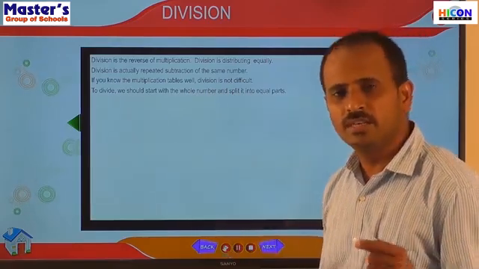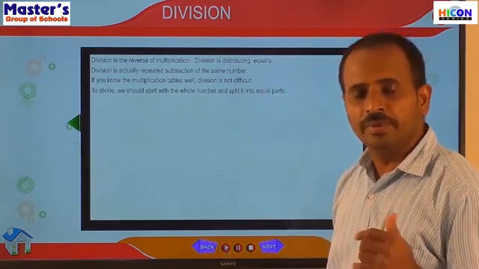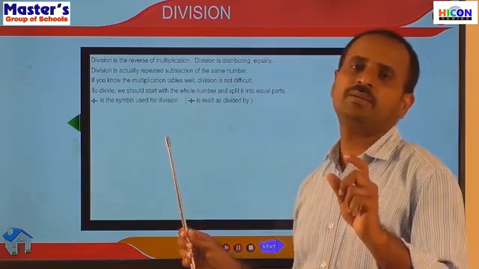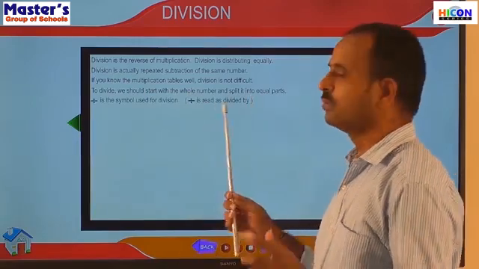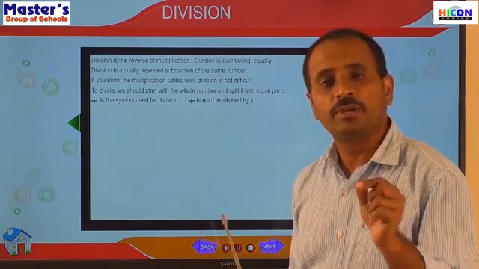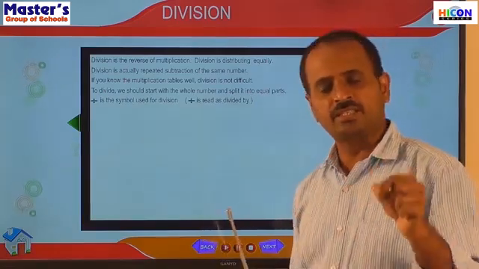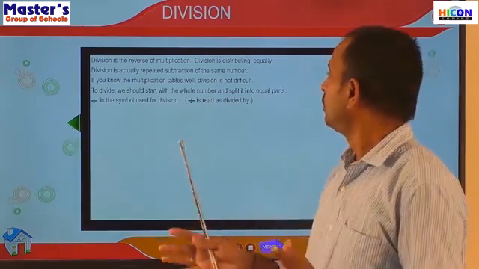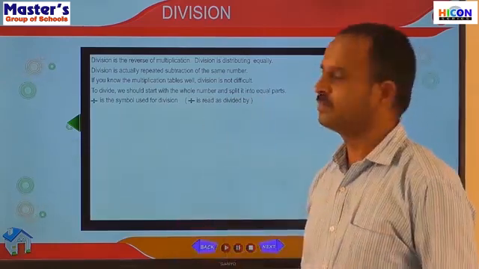So children, what is division? How can we make a division? First we should start with the whole number and split it into equal parts. For example, 6 divided by 2. Here 6 is the whole number, and we split that number 6 into equal parts.